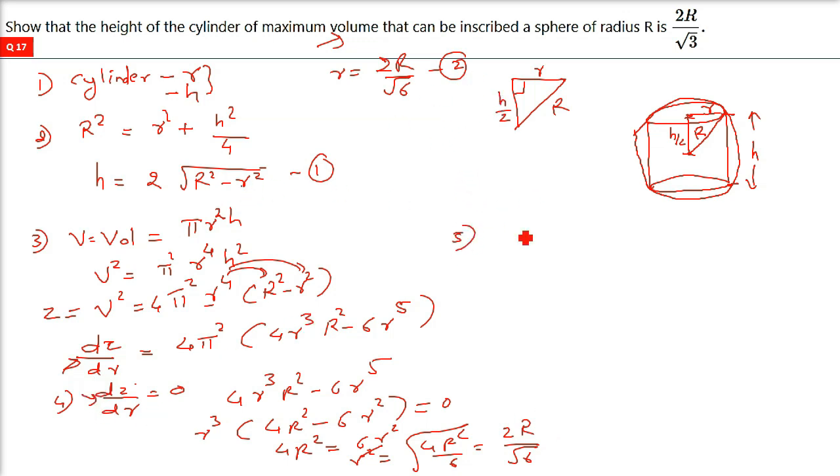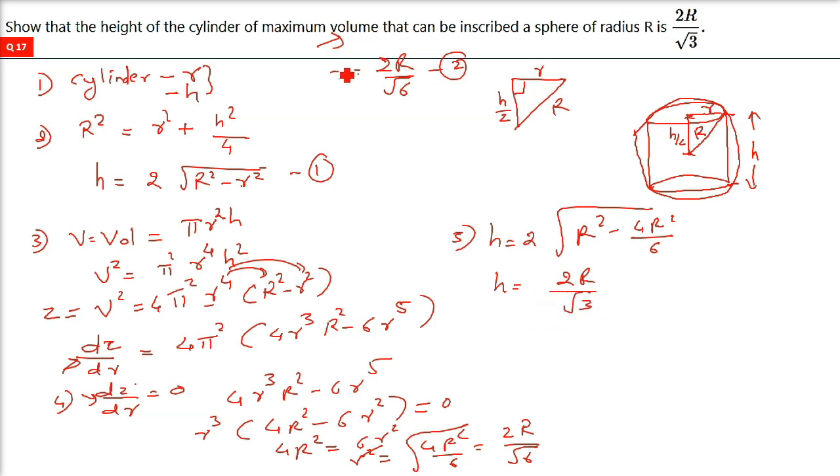But before that, let us find out the height. The whole idea is to find out the height, and in the question also it is height. So h is twice the square root of capital R square minus small r square. Small r is already in terms of capital R, so just replace r square by 4 R square by 6 as I indicated earlier. This height you are going to get as 2 capital R by square root 3.